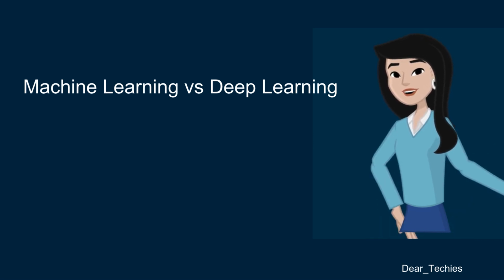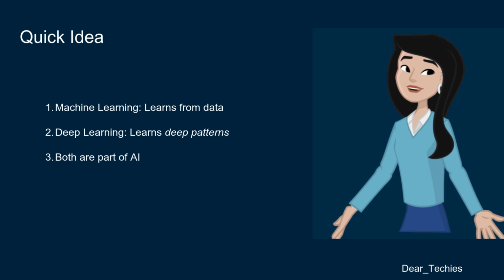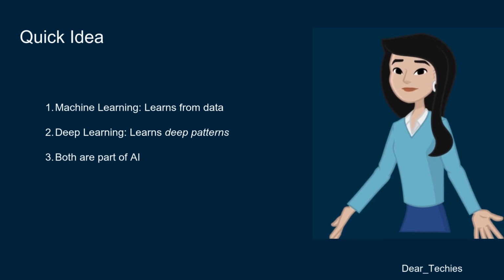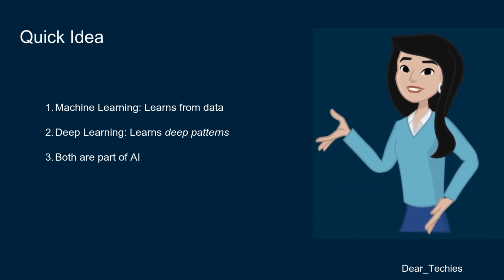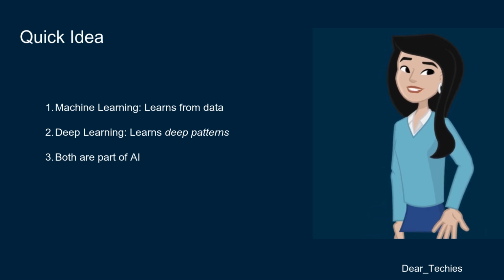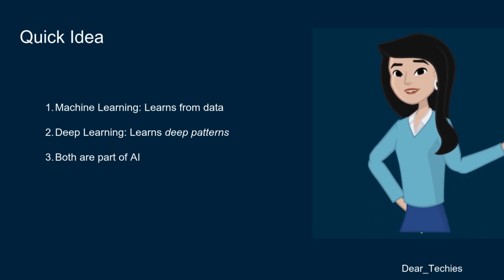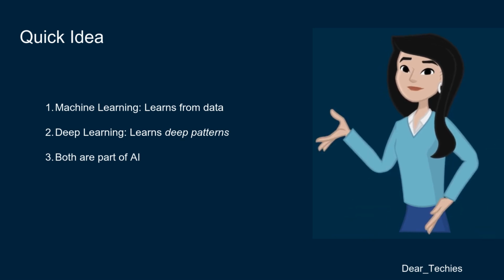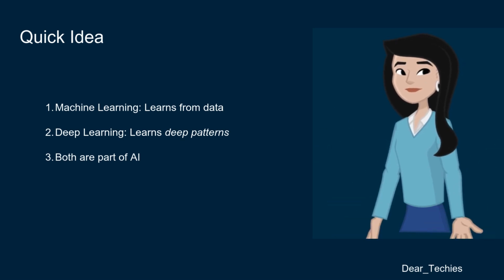First, understand this simple idea. Machine learning and deep learning are not separate things. Deep learning is a special part of machine learning. Machine learning learns from data. Deep learning also learns from data, but it learns deeper, more complex patterns using neural networks.